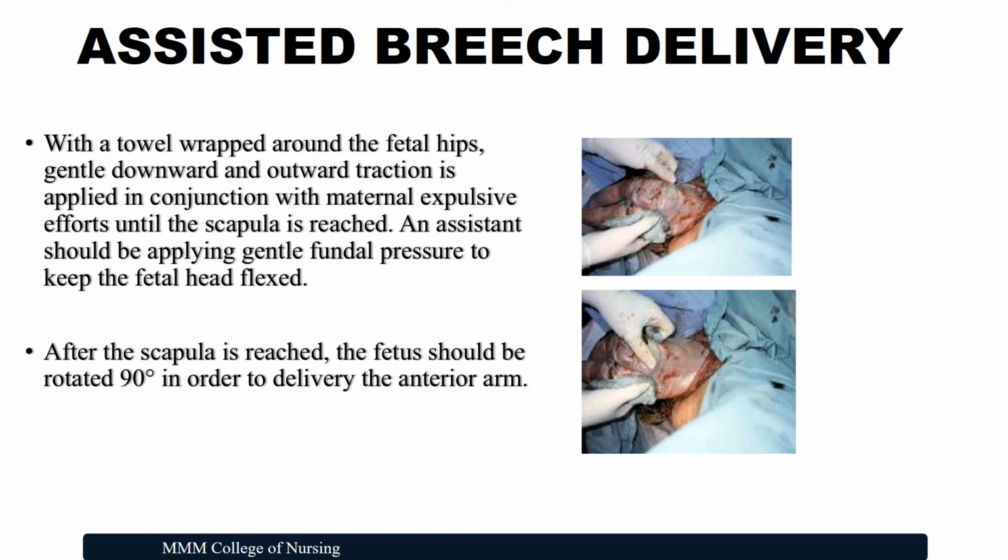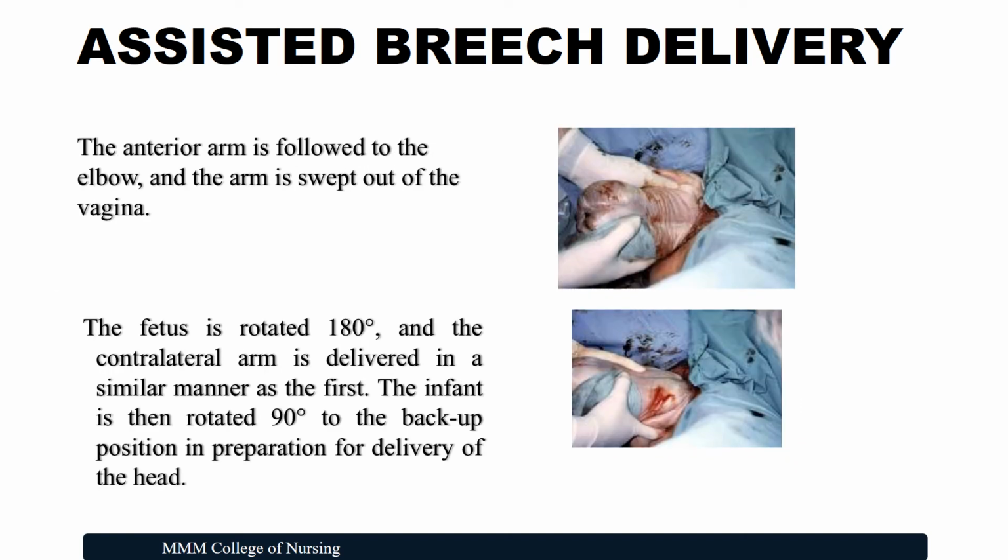After the scapula is reached, the fetus should be rotated 90 degrees in order to deliver the anterior arm. The anterior arm is followed to the elbow and the arm is swept out of the vagina. The fetus is rotated 180 degrees and the contralateral arm is delivered in a similar manner as the first. The infant is rotated 90 degrees to the back-up position in preparation for delivery of the head.